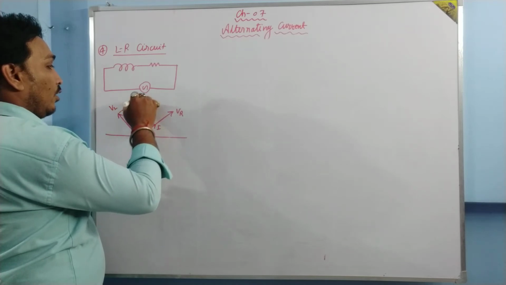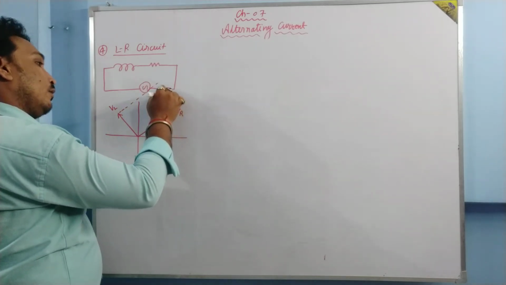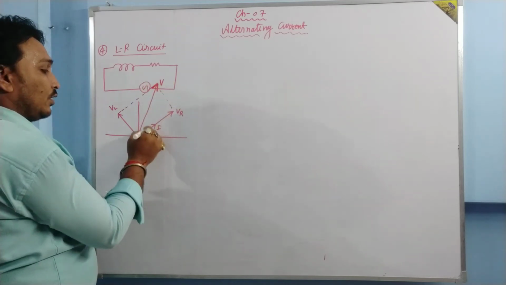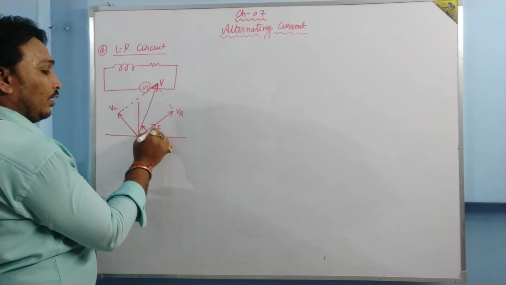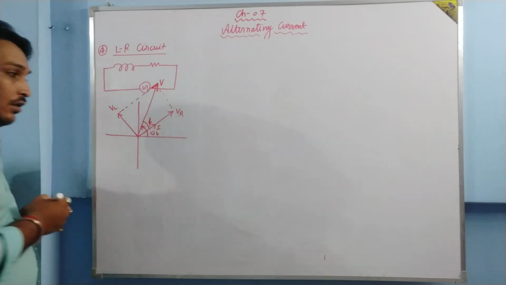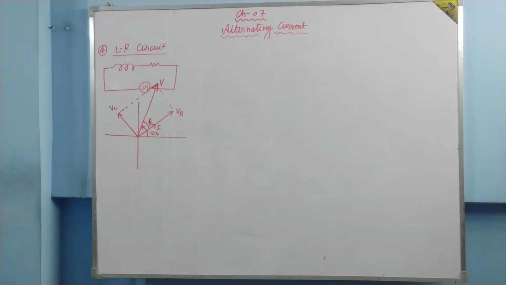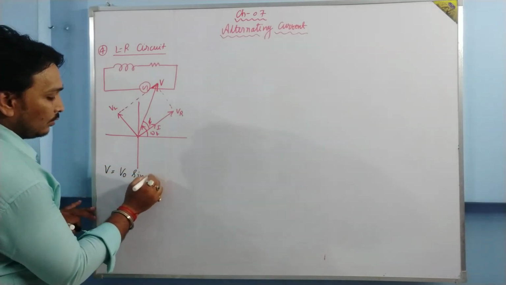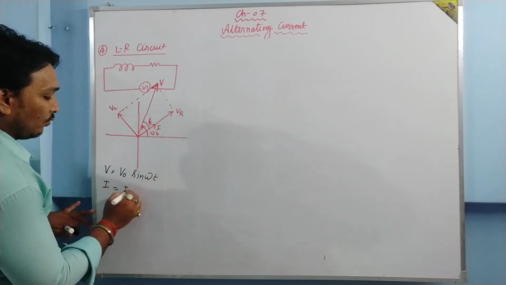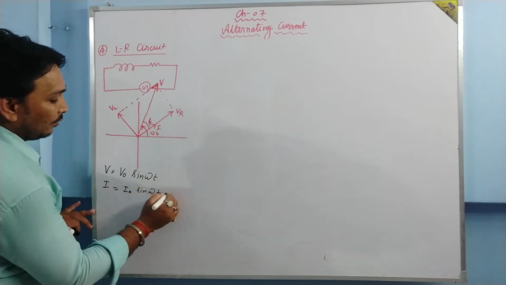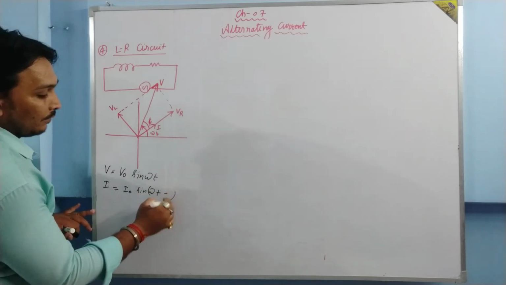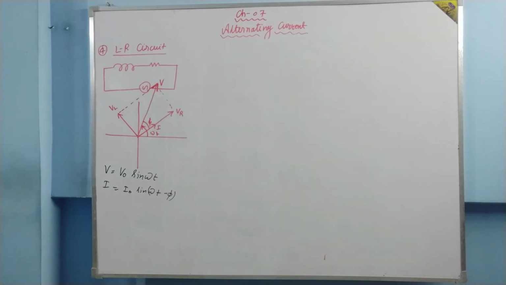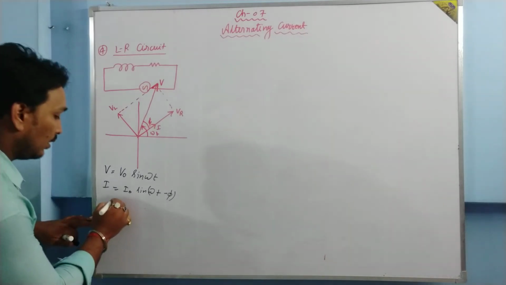Now, if we take out the resultant of these two, we are going to have the resultant here. This is your voltage V. So this is the angle omega t and this angle is phi. Okay, so here we have voltage V is equal to V naught sin omega t and I is equal to I naught sin omega t minus phi, but we don't know the value of phi. So here comes a very important thing which we have done while doing the circuits, and that was the impedance triangle.